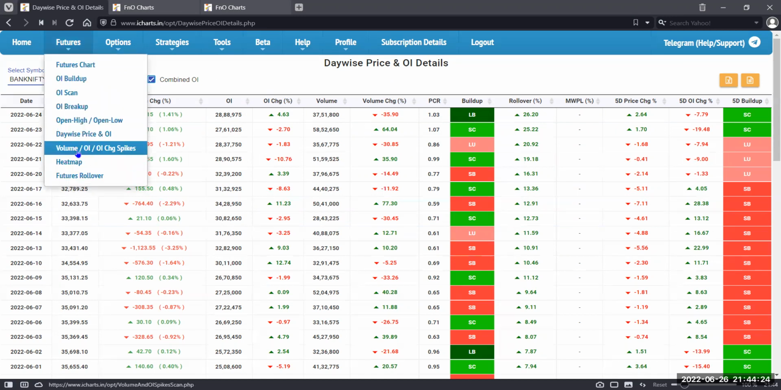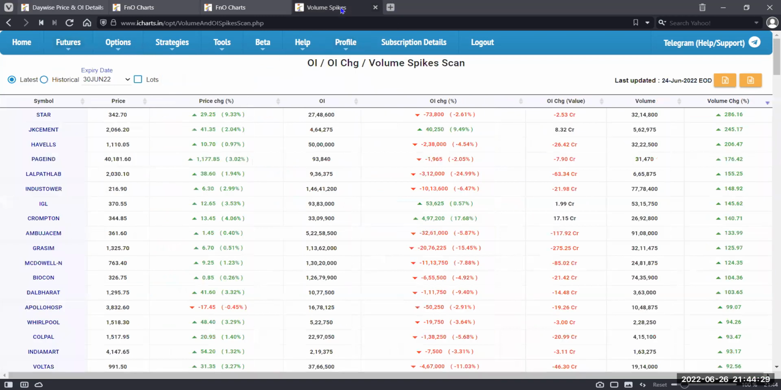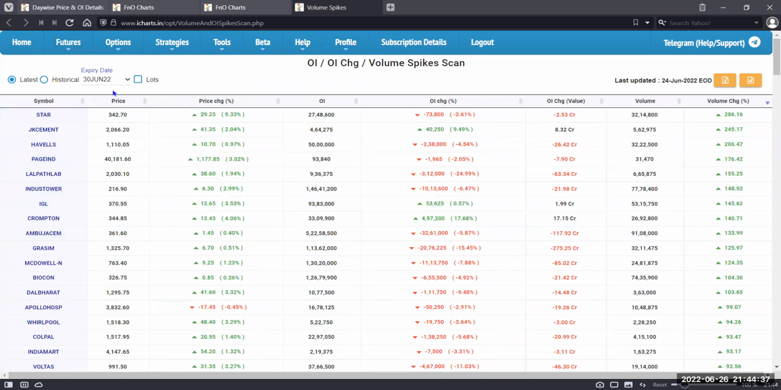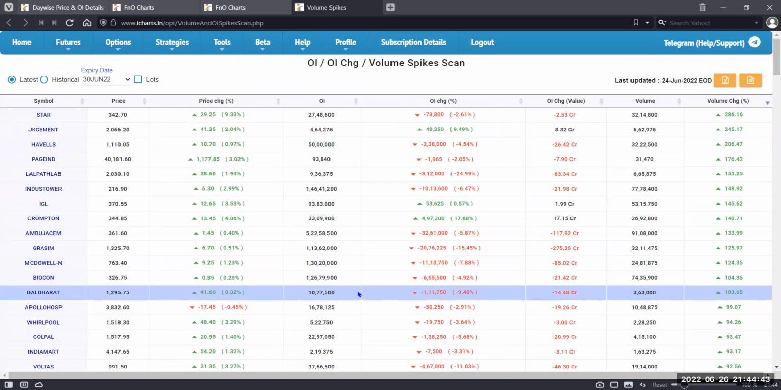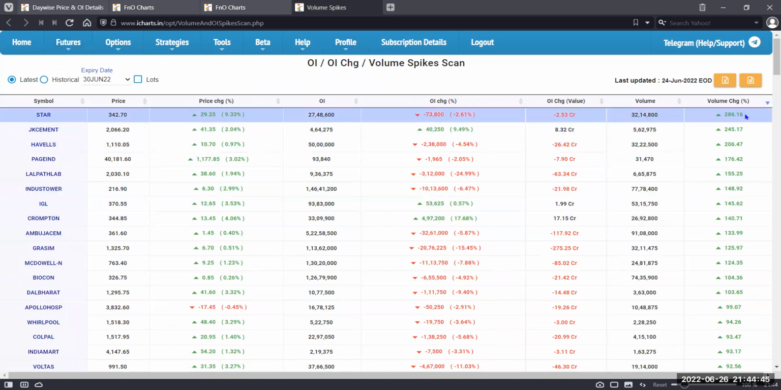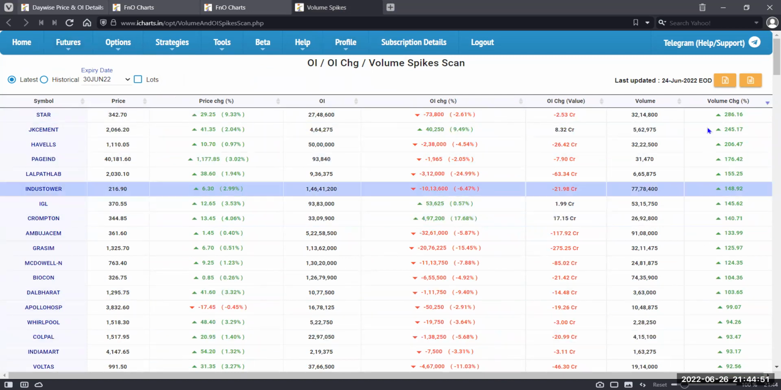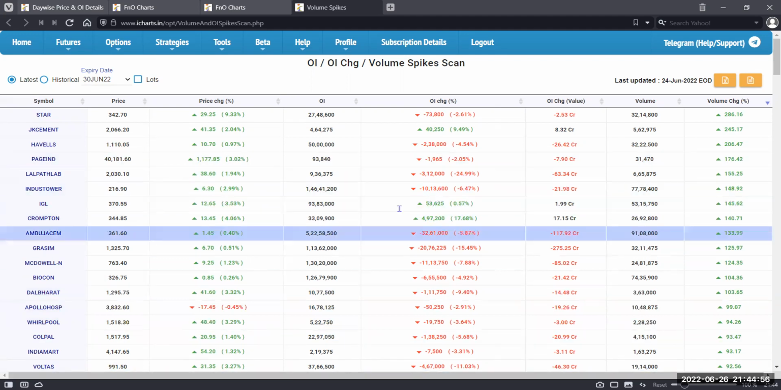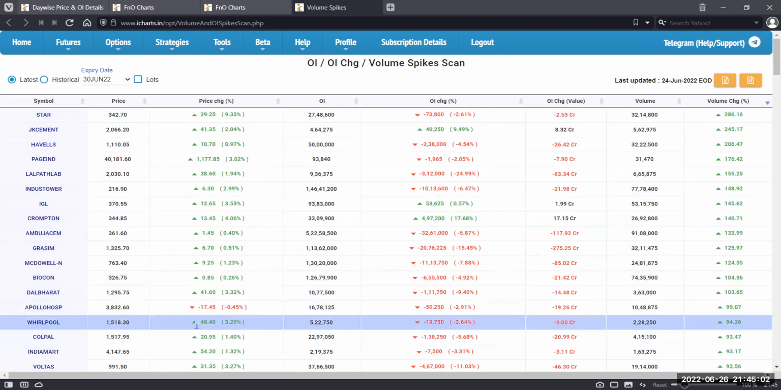One quick thing, if you want to see, this volume and OI change spikes also is there. After 10:30, 11 o'clock or so, what you can do is just load this report. If you want to see the kind of strength that is there in the market today, look at the volume change here. It should be huge, 100% plus. Of course, this is at the end of the day, so it will be there. But this will give you a very good idea of the current strength of the market, at least on that day.